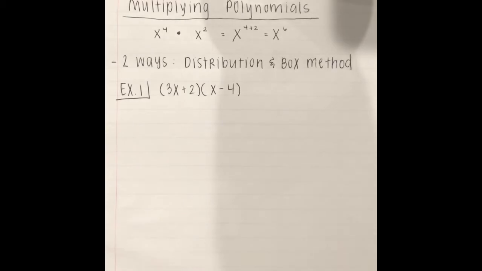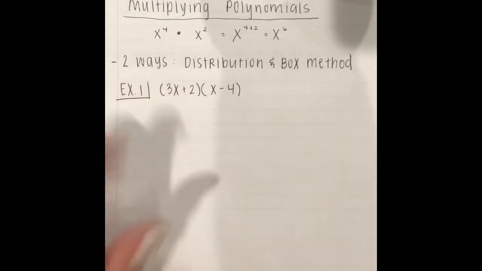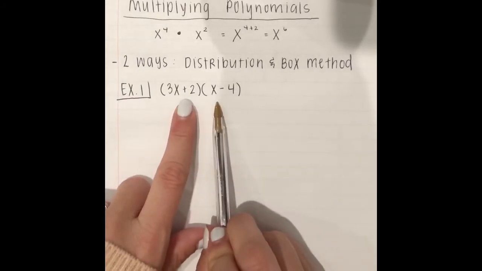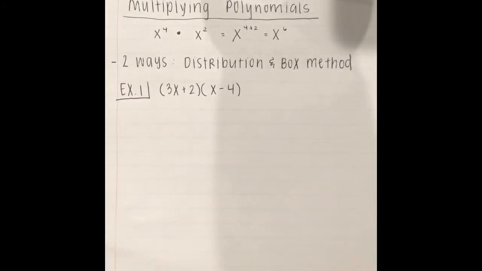Okay, so there are two main ways that we're going to look at to solve these, distribution and box method. If you're doing research online, you'll learn about the FOIL method. FOIL method is great, but it only works for examples like this. It doesn't work for all examples. These two ways work for all examples, so we're going to stick with those.